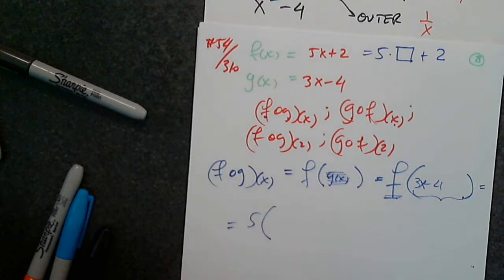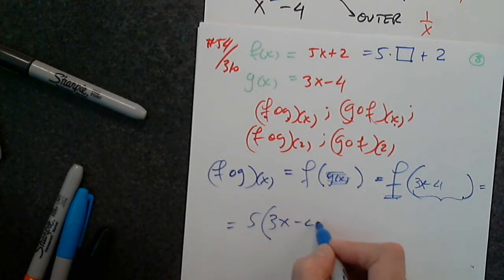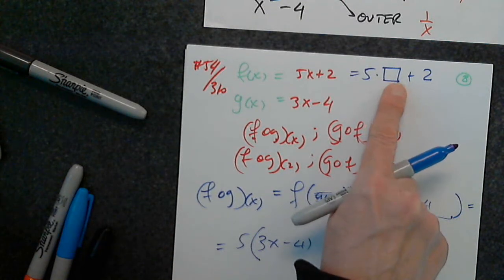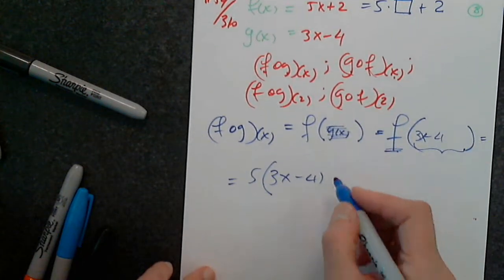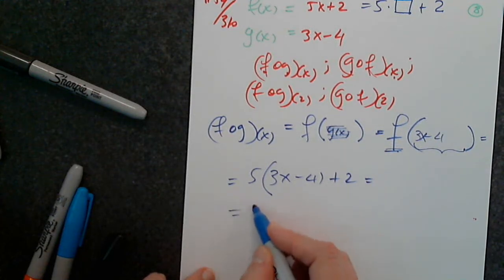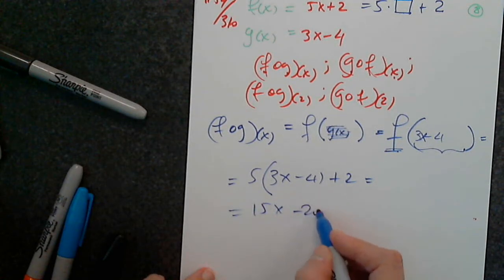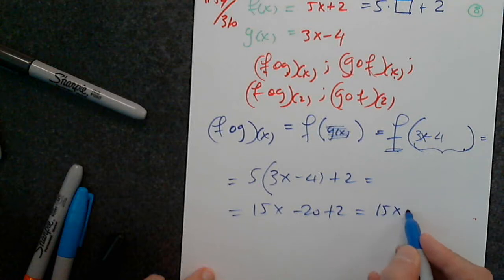5 parentheses. Very good. 5, 3x minus 4, and plus. Awesome. Of course, I'll distribute. 15x minus 20, and plus 2, 15x minus 18.